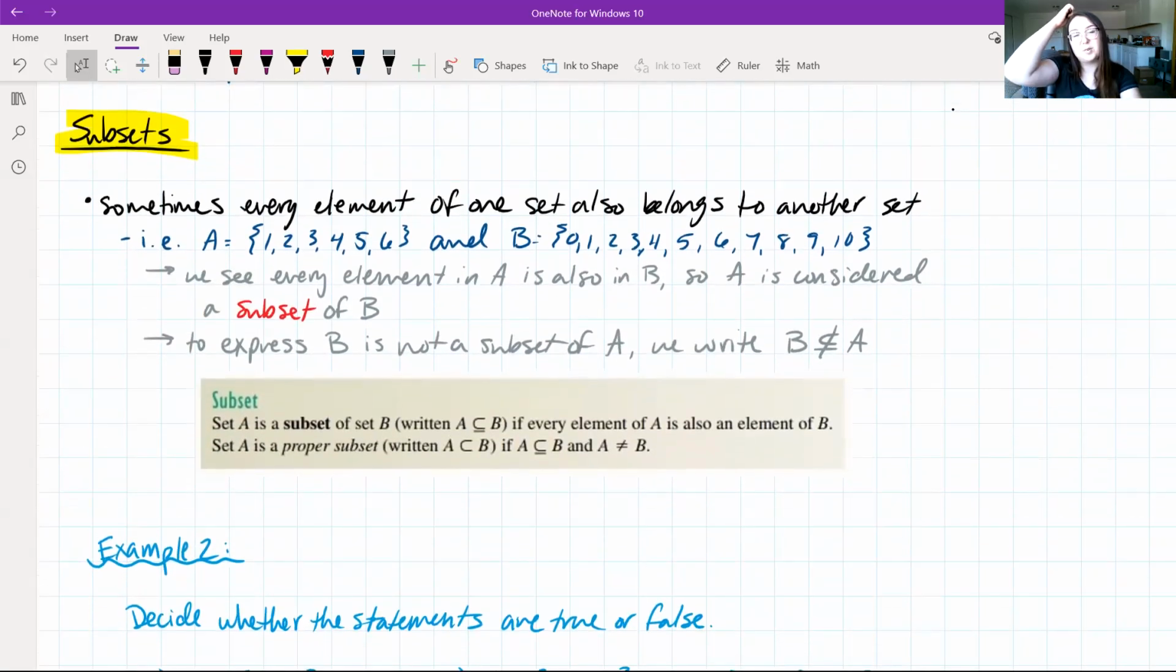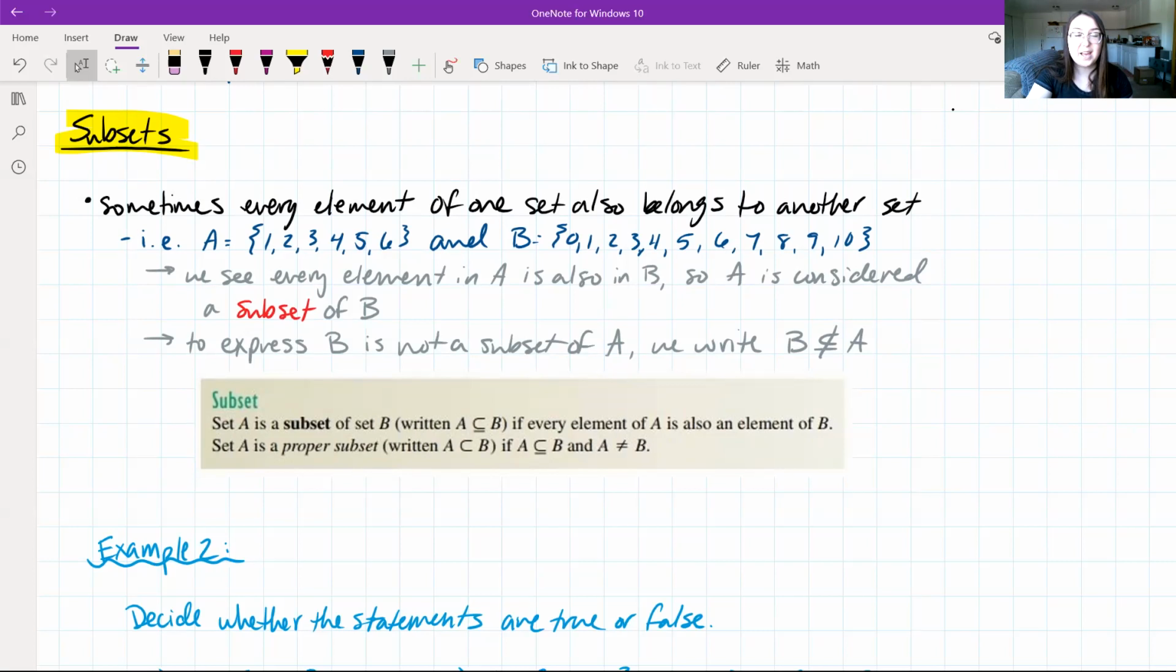Okay, so moving on, we're going to think about subsets. Even just thinking about the word subsets, we can think of, what's a sub of something? So a subset, maybe a set inside of a set. And that's exactly what it is. Sometimes every element of one set will also belong to another set. So an example, our set A, which we've been working with, is 1, 2, 3, 4, 5, and 6. And maybe let's let B equal 0, 1, 2, 3, 4, 5, 6, 7, 8, 9, and 10. So our set B is all of our values between 0 and 10.